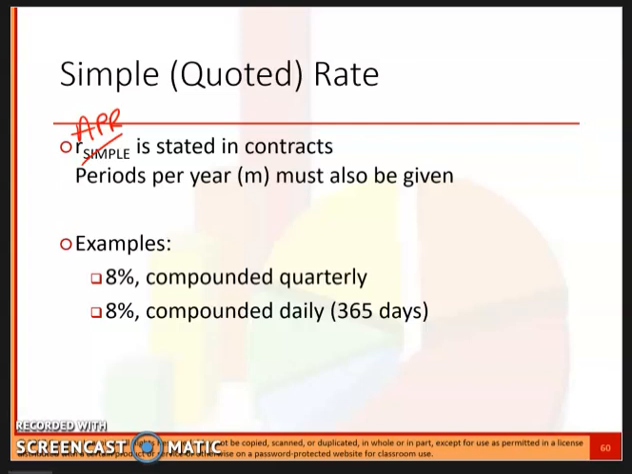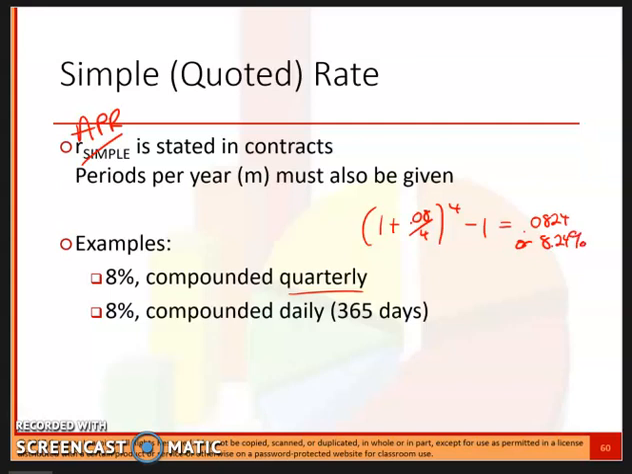So, for example, 8% compounded quarterly. There we do have a formula. It's 1 plus 0.08 divided by 4, in this case for quarterly, to the 4th power minus 1. That'll give you a decimal. Just 1 second. Okay, this would give you 0.0824 or 8.24%.